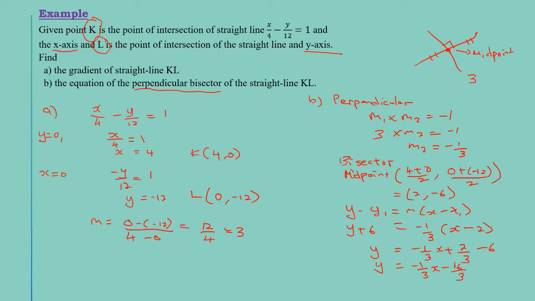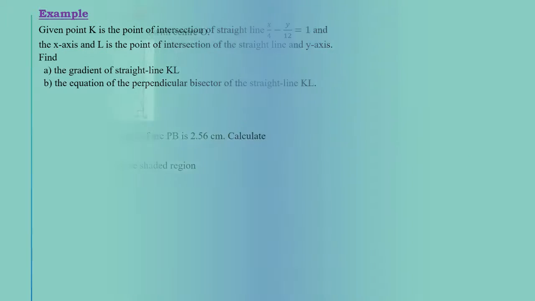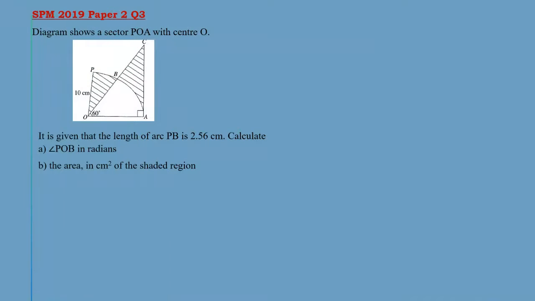So we have finished with geometric coordinates. Let's try circular measure. Okay, these are questions either in paper 1 or paper 2. So I will show you some questions in paper 1, some questions in paper 2. So look at this diagram. This was last year, paper 2, question 3, part A.